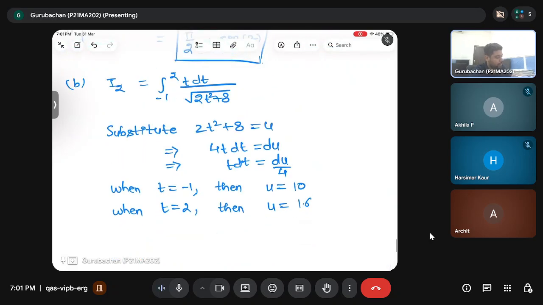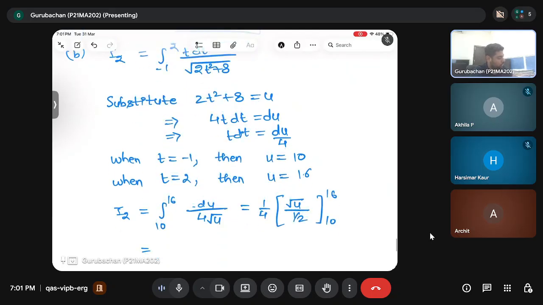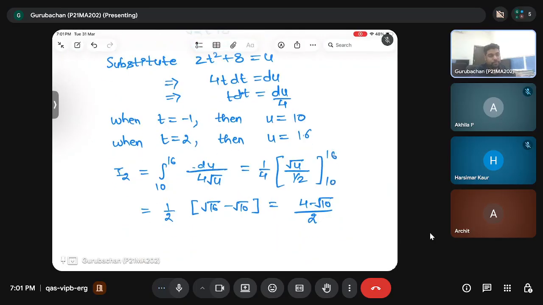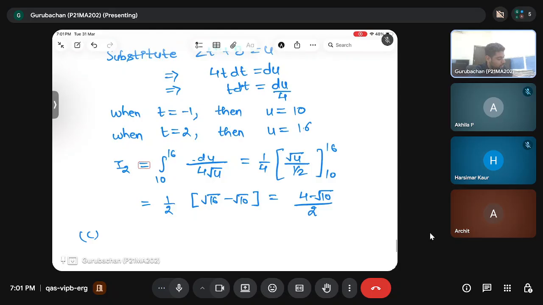So your I2 will be converted into the integral from 10 to 16 of du divided by 4 times under root u. So 1 by 4, under root u divided by half, with limits 10 to 16. So this will be 1 by 2 times under root of 16 minus under root of 10. So this can be written as 4 minus under root of 10, divided by 2. Clear? Yes, sir.